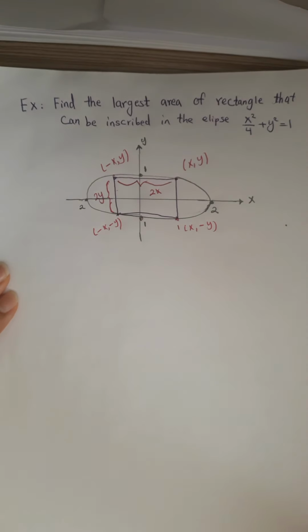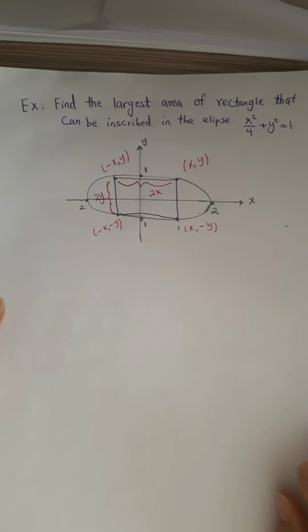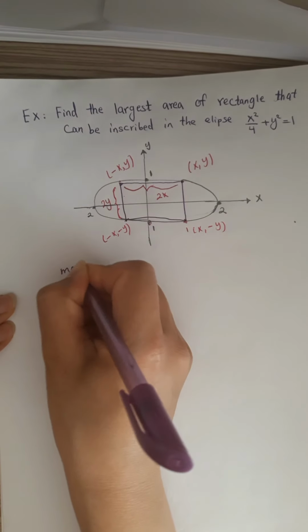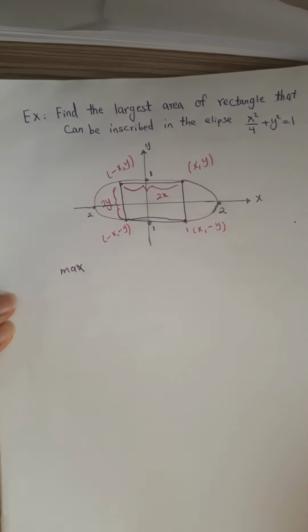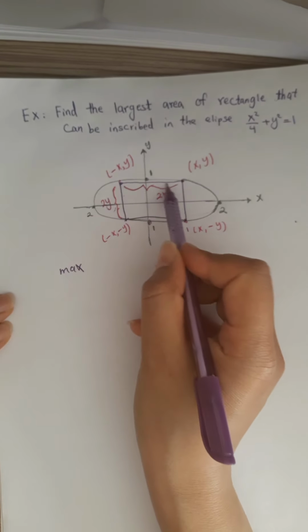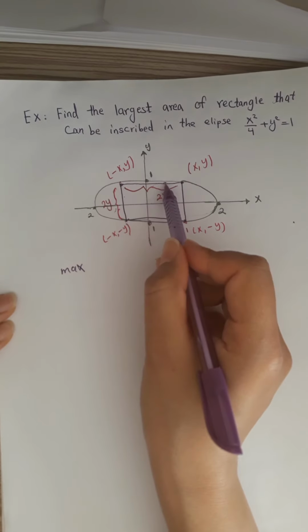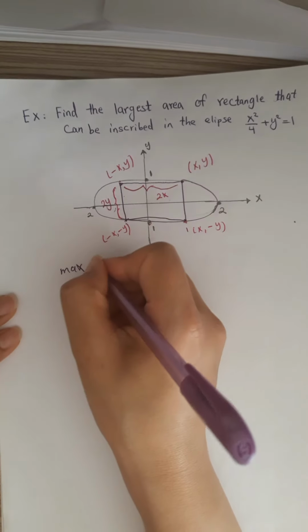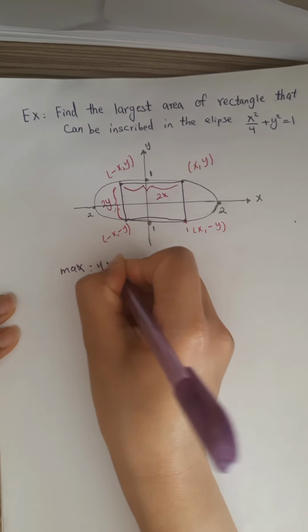And now, again they always say the max value. Like here, max. What's max? 2x times 2y will be this rectangle region. If we multiply 2x by 2y, it will be 4xy.